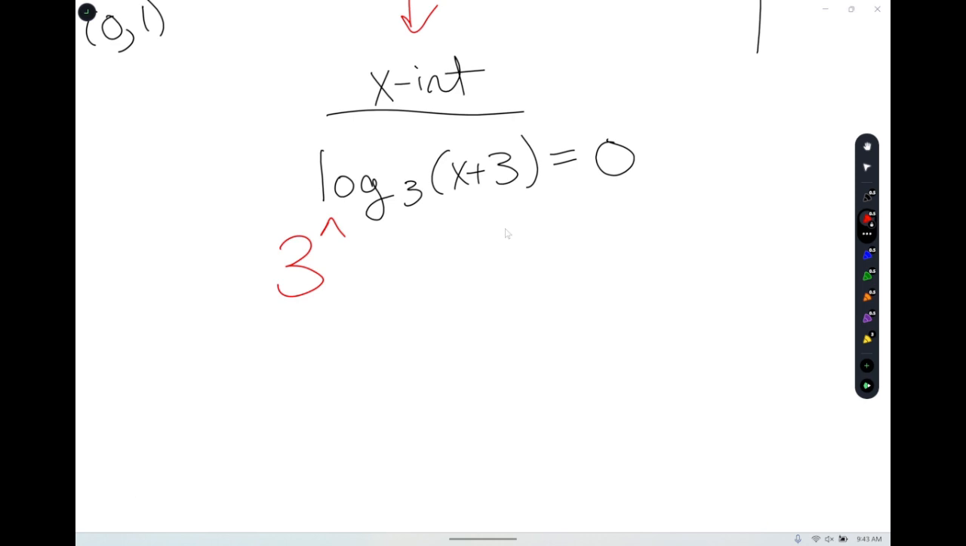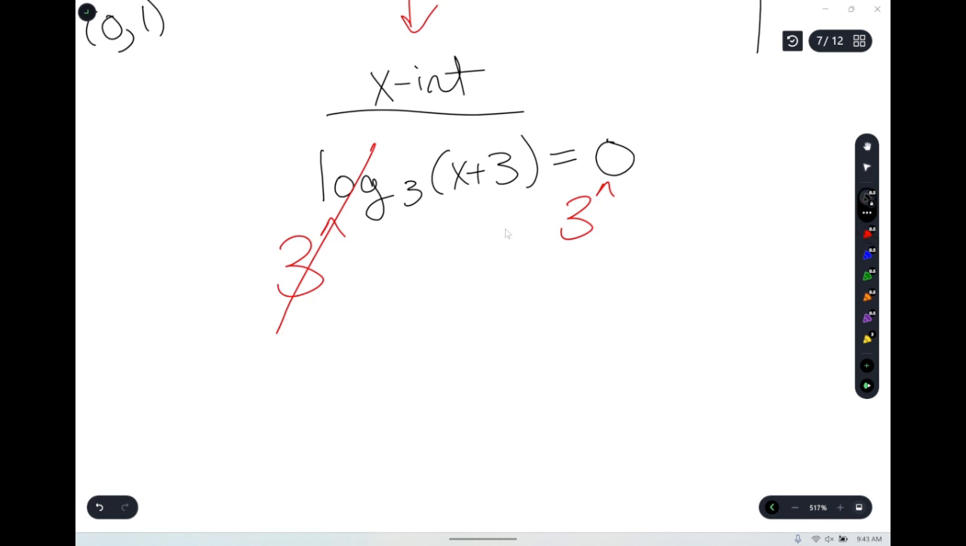Right? And what you do to one side? 3 to the 0 is? Thank you for not saying undefined. Anything to the 0 is 1. Log of 0 doesn't exist, right? You gotta be careful with those backwards and forwards.